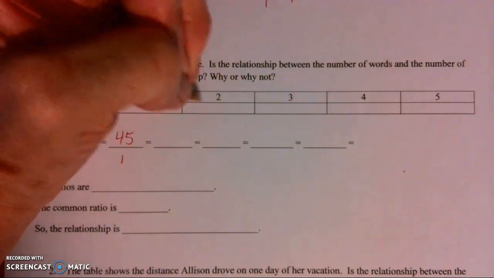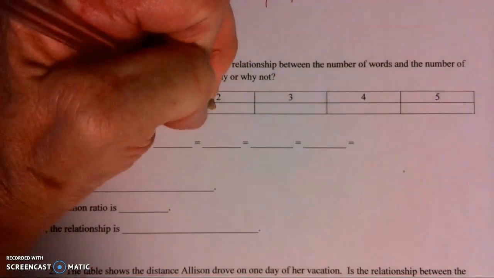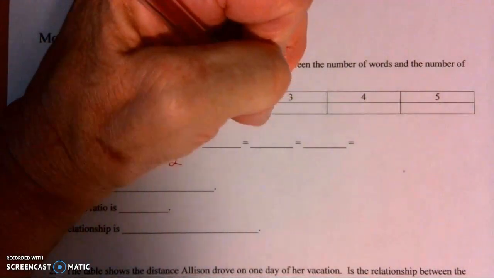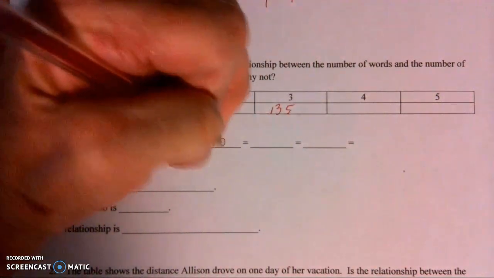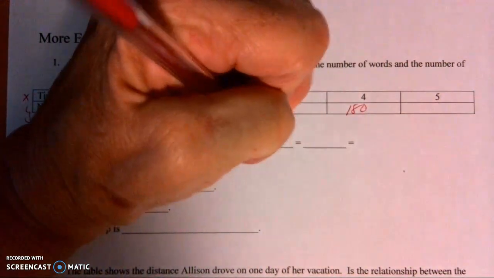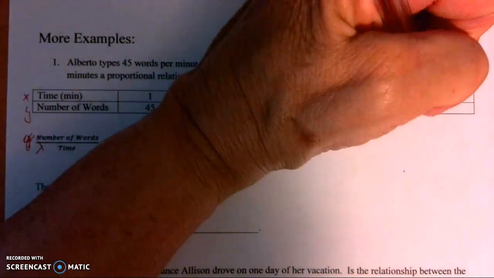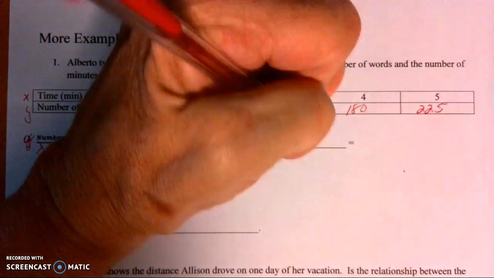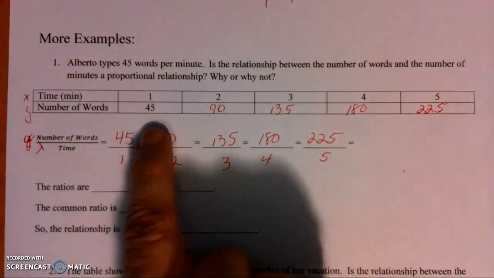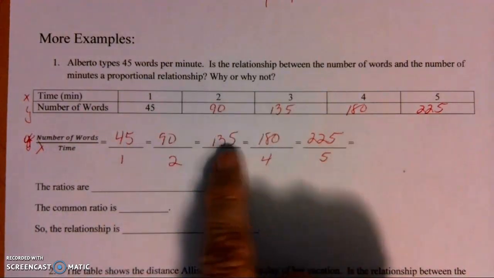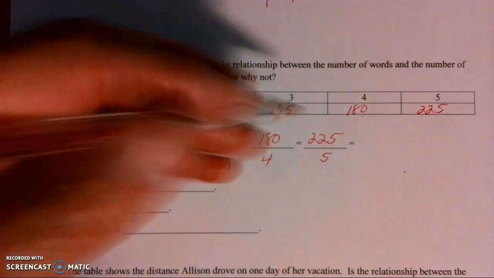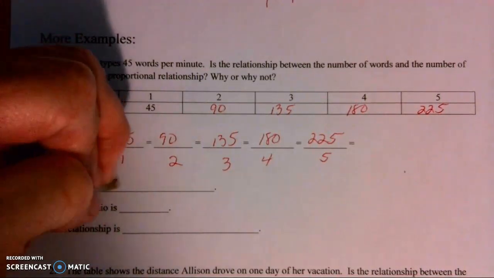Then if he types 45 words in 1 minute, that means he does 90 in 2. He does 135 in 3. He does 180 in 4. And then he does 225 in 5. Now, I just got those by multiplying 45 by 2, by 3, by 4, and by 5. So in doing that, I know that these ratios are equal.